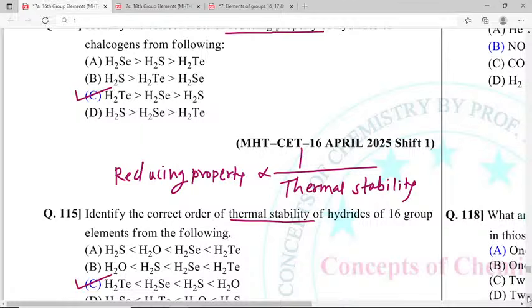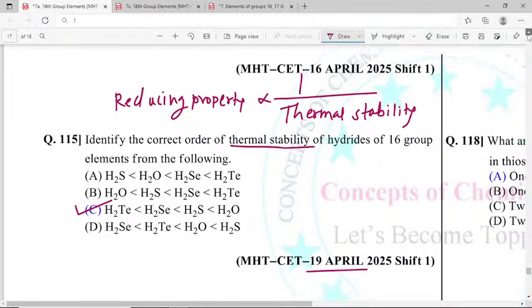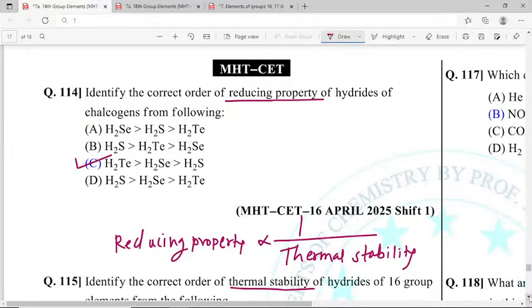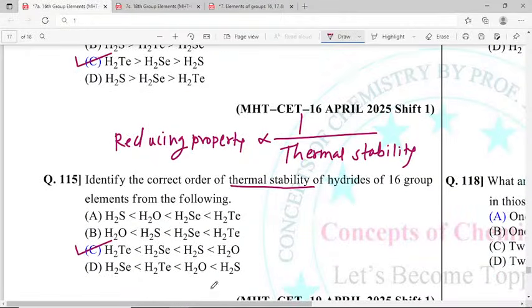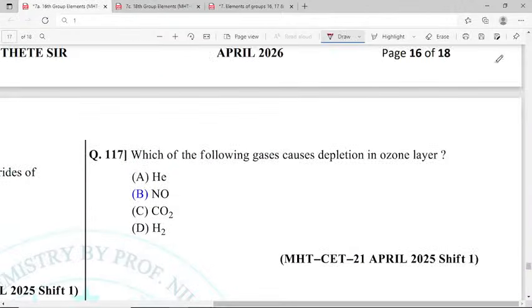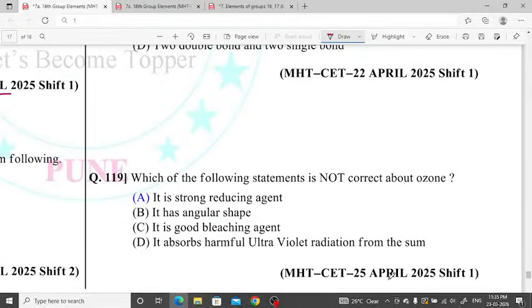So reducing property is inversely proportional to thermal stability. Always remember, note it down. Question number 115, 114, same type of question, but the order is different: in question number 14 it is reducing property and in question number 15 it is thermal stability. Okay. Next question.